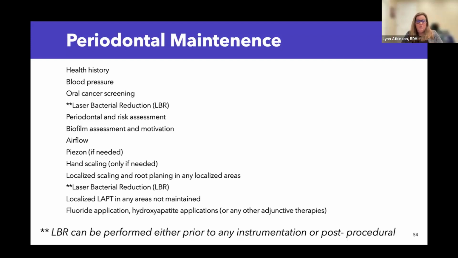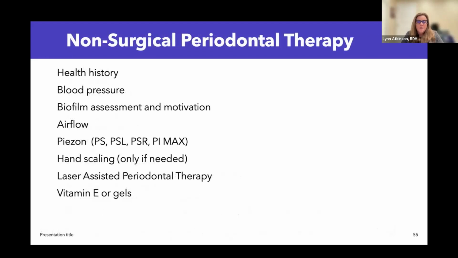And more adjunctive therapies or more treatment therapies may need to be done, or more diagnosis. Obviously, if they come in and they've got 7 areas that need localized scaling and root planing, you need to rethink what the patient needs in their diagnosis for their next treatment. Localized LAPT in any areas that aren't maintained, and then you can do your fluoride application, your hydroxyapatite, and any other adjunctive therapies. Non-surgical periodontal therapy is your health history, your blood pressure, biofilm assessment.